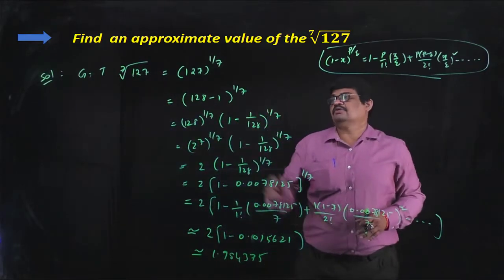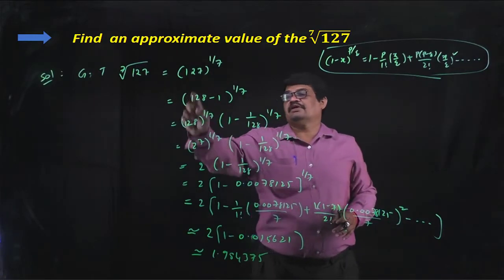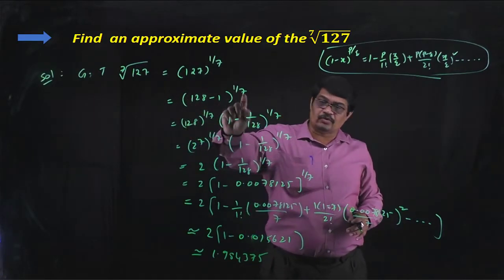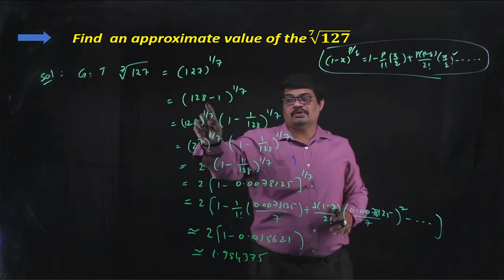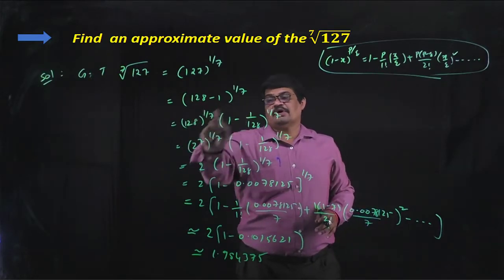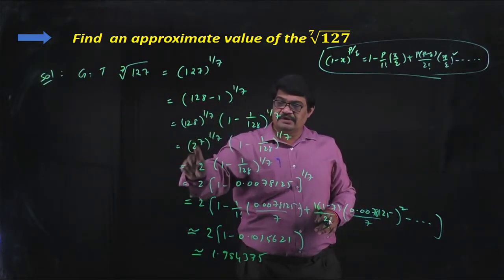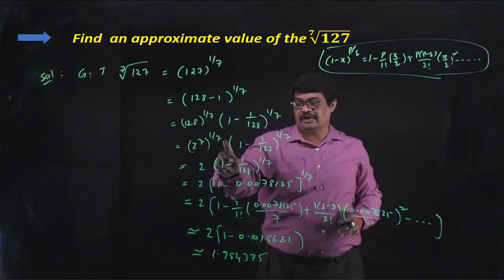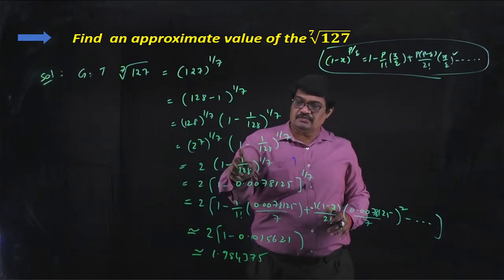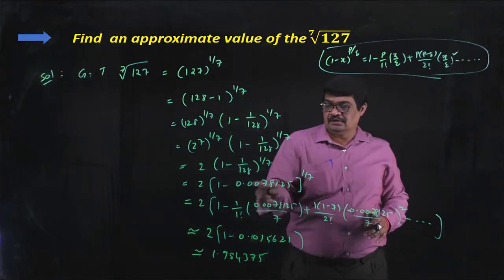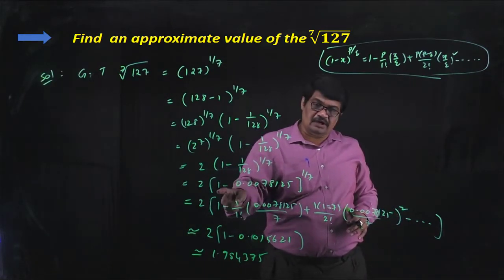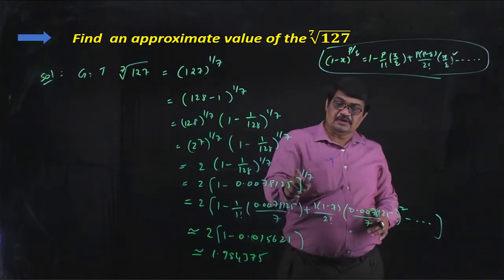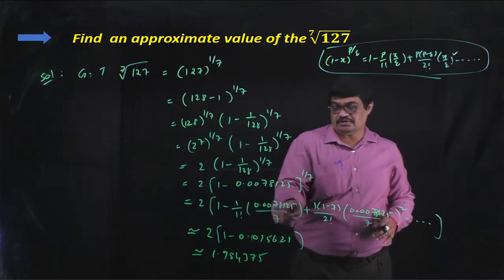So we are writing 127 as 128 minus 1 whole power 1 by 7. So taking 128 common, the power is 1 by 7. This 128 can be written as 2 to the power of 7 whole power 1 by 7. 7 will be cancelled. We are getting 2 into 1 minus 1 by 128, using the formula 1 minus x whole power p by q.